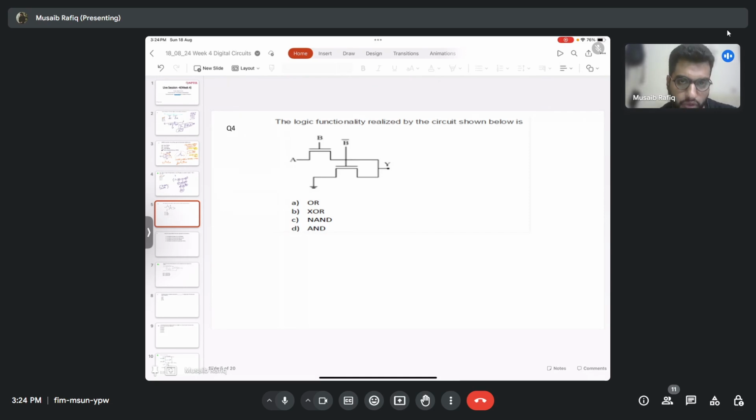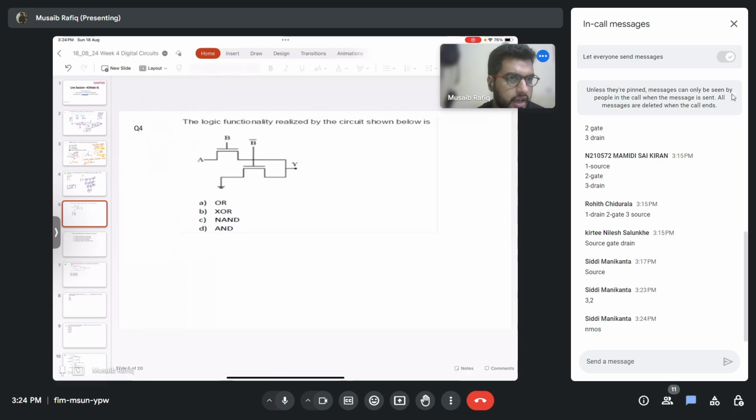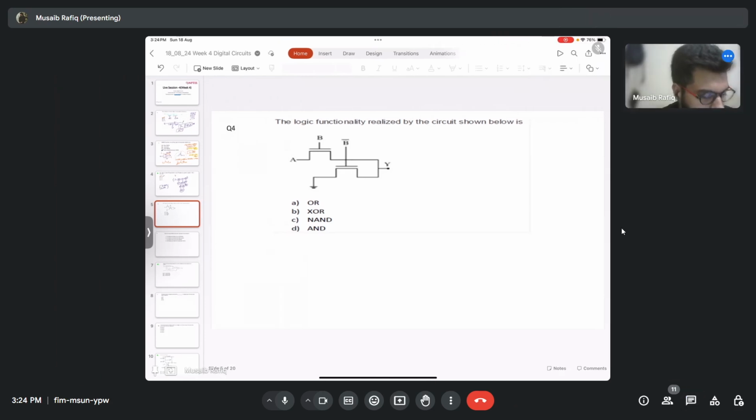Now I have a question for you guys. Which gate is this? I mean to say, which transistors are these? Are these PMOS or NMOS? Yeah, NMOS. Thank you so much. They are NMOS transistors, and we are required to find the functionality performed by them.